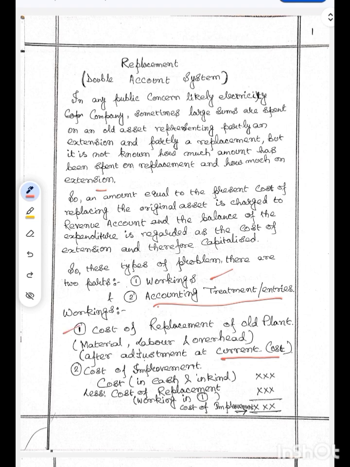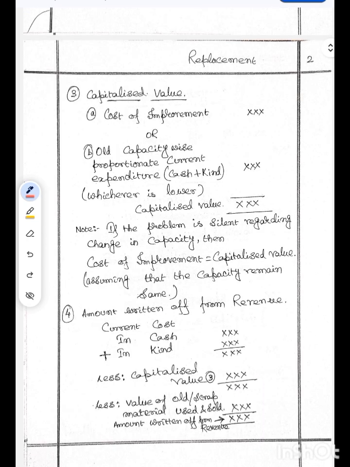Next, our second working, cost of improvement. It is the cost incurred in cash and in kind. That comes to our first calculation, and from that we deduct the cost of replacement that we calculated in one, and then we get the cost of improvement.